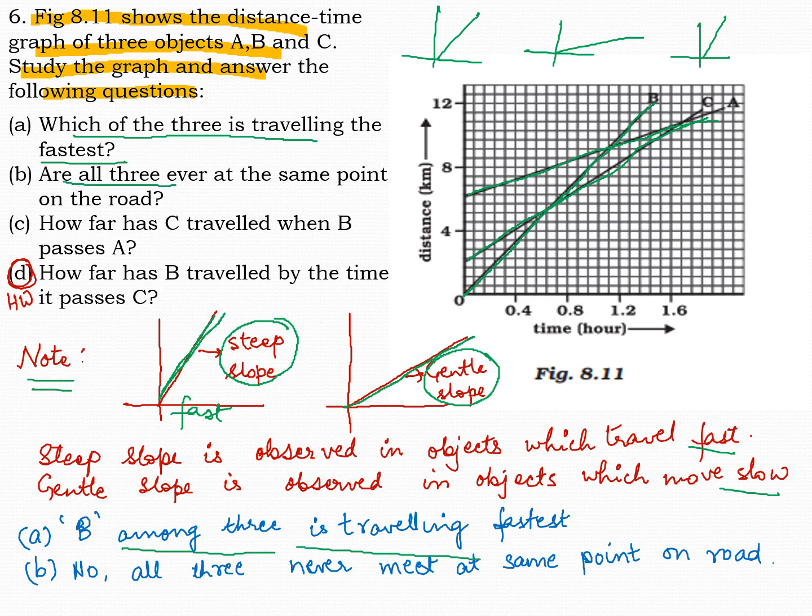Are all three ever at the same point on the road? Ever at the same point means all three should cross each other. Is there any point in the graph where they are crossing each other? No. So we will say no, all three never meet at the same point on the road.